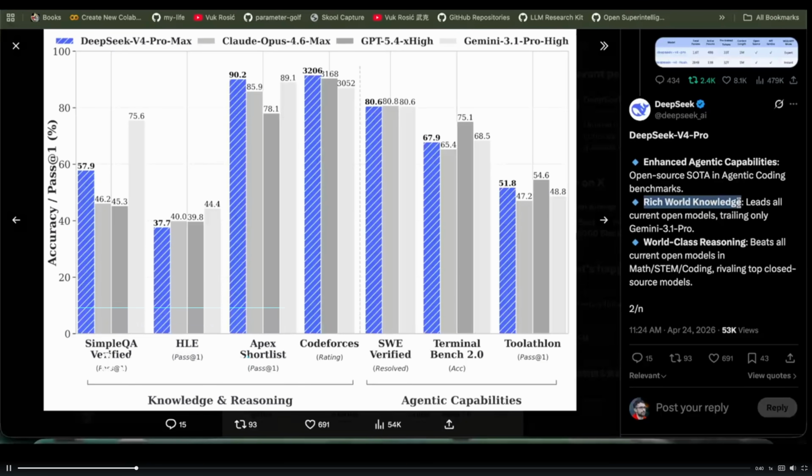On Terminal Bench 2.0, a benchmark for autonomous coding agents that must navigate a real terminal environment, V4 Pro scored 67.9%. GPT 5.5 scores 82.7% on the same benchmark.